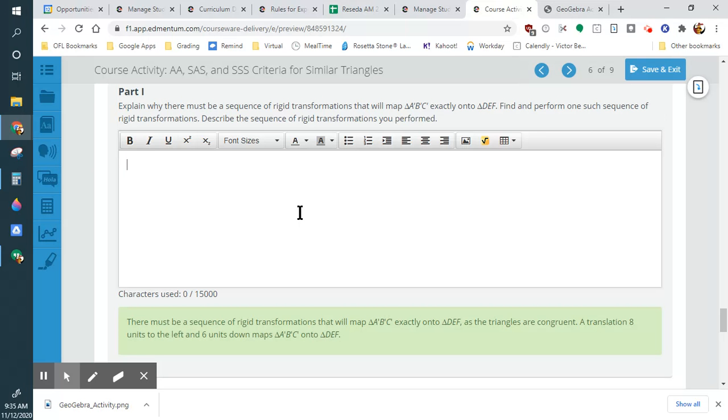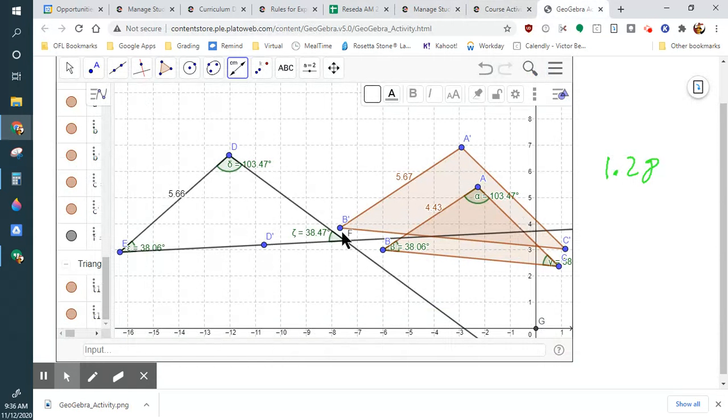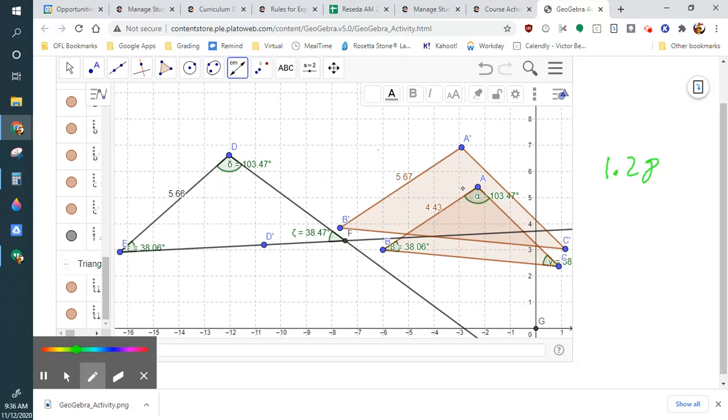If things are congruent, you have to be able to rotate, translate, all that other stuff onto it. So this one, when it says find and perform them, it's really hard to perform them exactly. So I just want you to describe it. Like for me, what I would say with this one is, looking at it, it looks like I need to rotate.